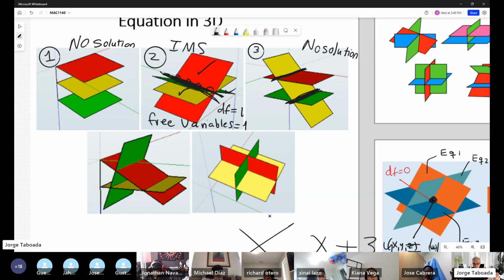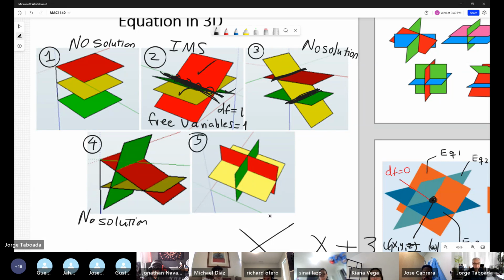You follow me. I cannot follow you. You obey my command. Number 3 and number 2. Number 4, what do you think about number 4? Come on. No solution. Exactly. For the same reason, there is no common point between green, red, and yellow. No common point. And what do you think about number 5? One solution. Exactly. One solution is the intersection. One solution, degree of freedom 0, no free variable. One point, I don't know exactly the point, maybe 5, 1, negative 2.